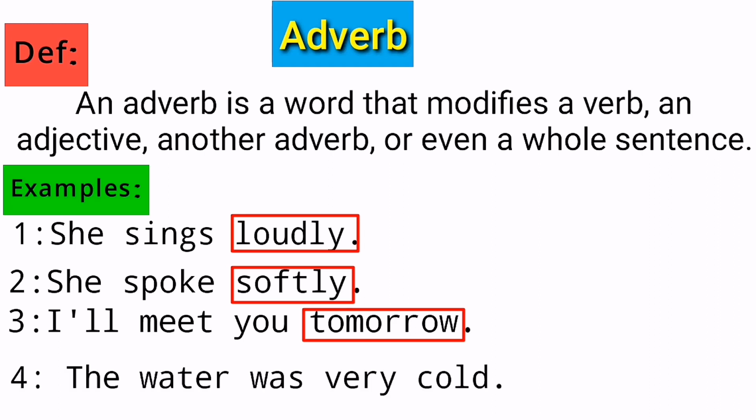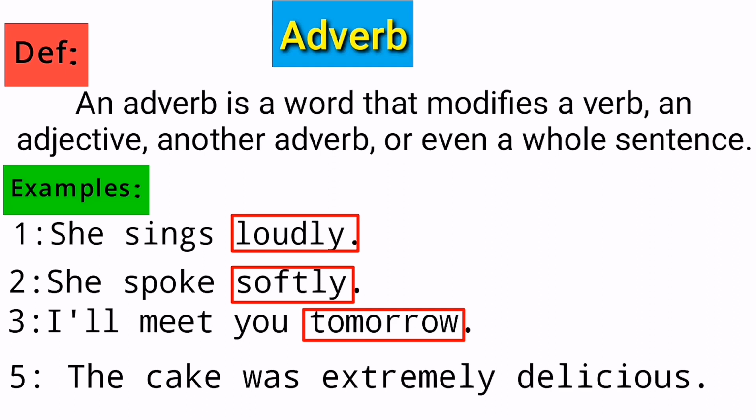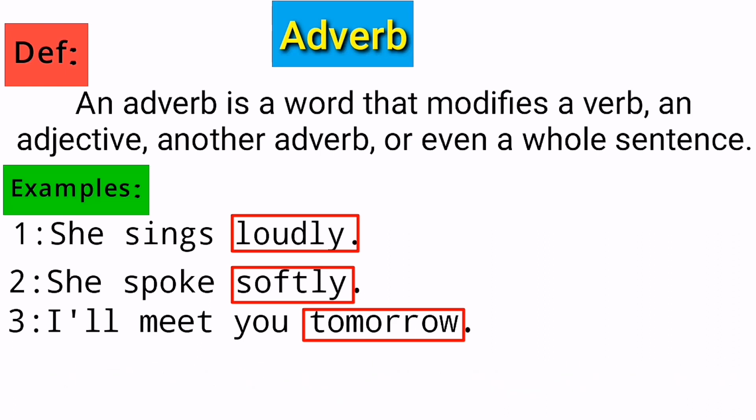The water was very cold. The adverb, very, modifies the adjective, cold, to tell us how cold the water was. The cake was extremely delicious. The adverb, extremely, modifies the adjective, delicious, to tell us how delicious the cake was.